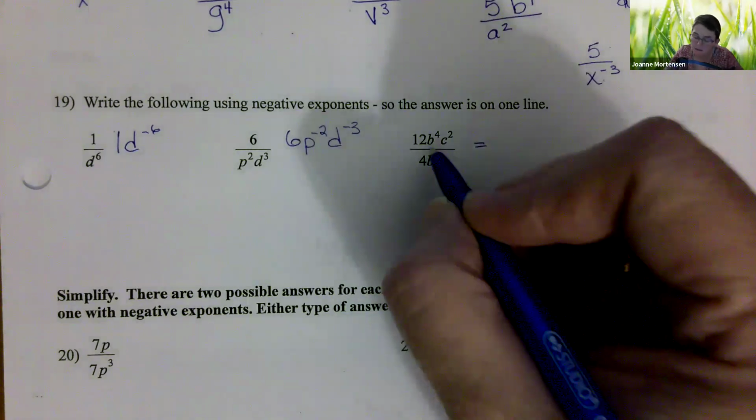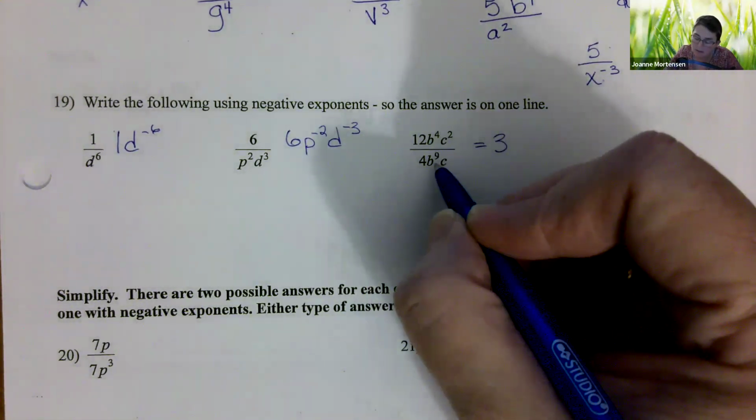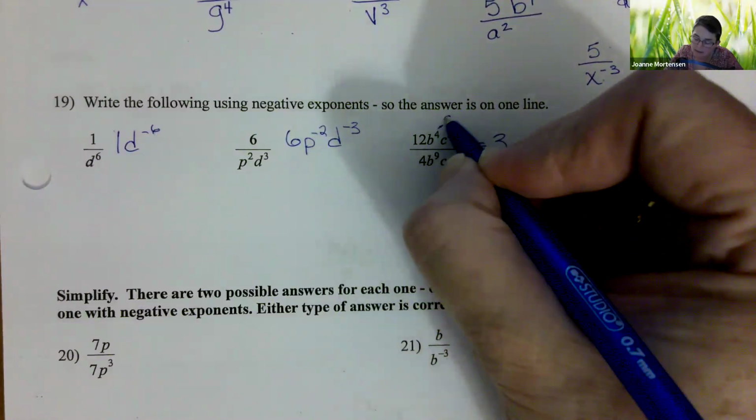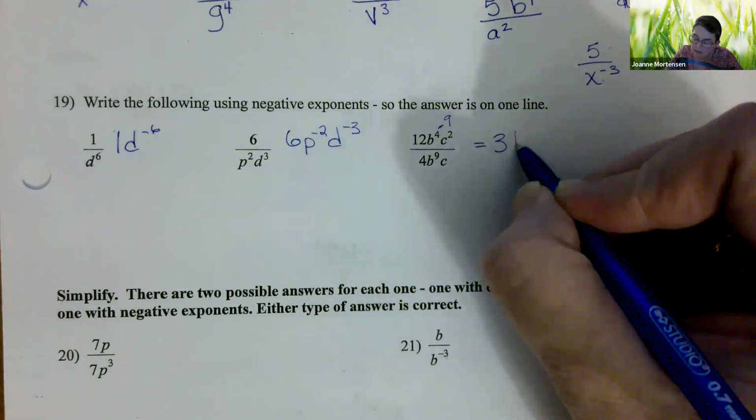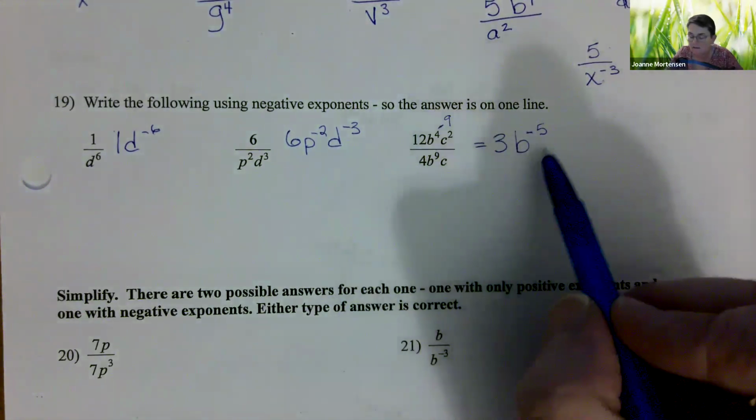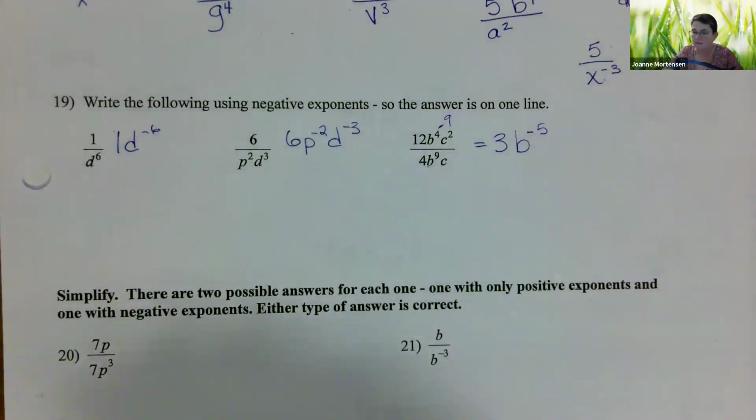All right. 12 divided by 4 is 3. b^4 divided by b^9. So that's going to be 4 minus 9. It's going to give me b to the -5. Right? So this tells me I had more b's on the bottom. Right? So when I flip it, it goes negative.